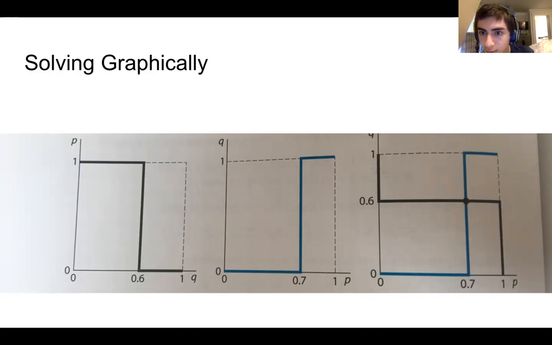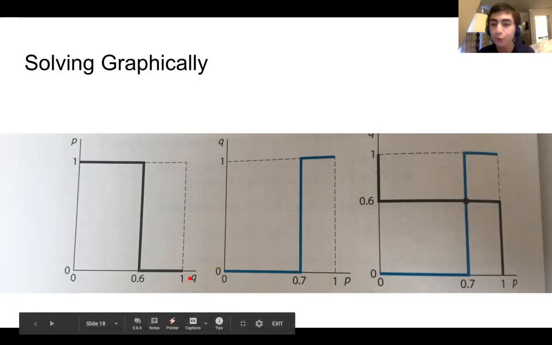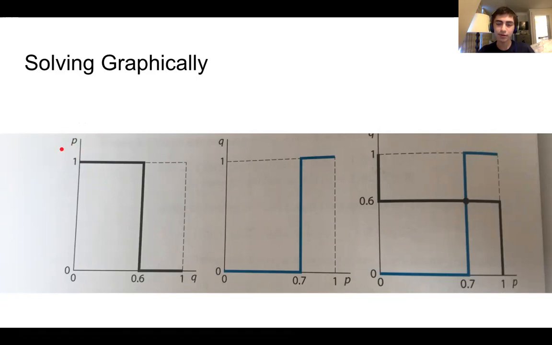So what is the probability stuff? Remember, Q just represents the chance that player B chooses left. 1 minus Q is the chance that player B chooses right. P is the chance that player A chooses up. And 1 minus P is the chance that player A chooses down. So that's what that means. But now that we have this intersect, we know what they should be doing.